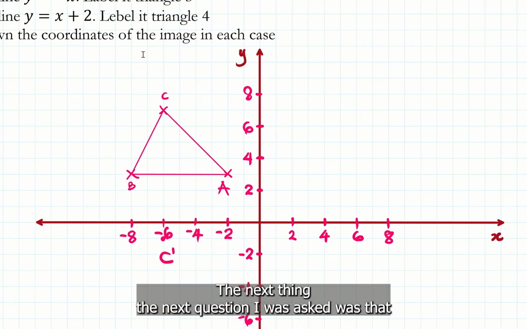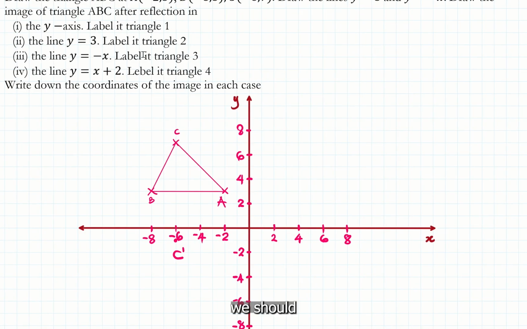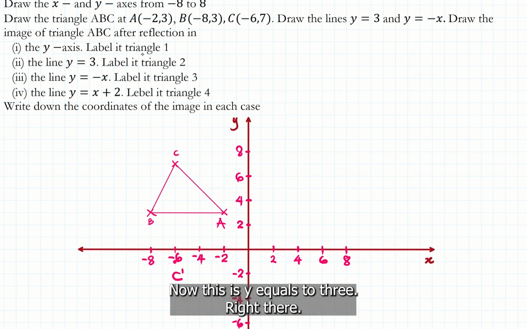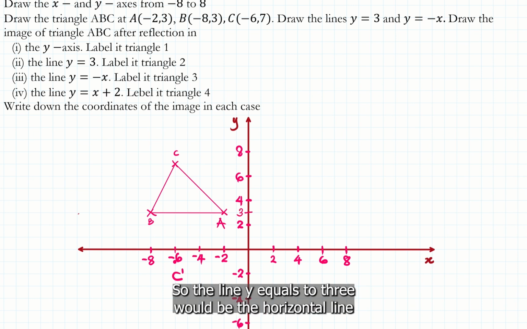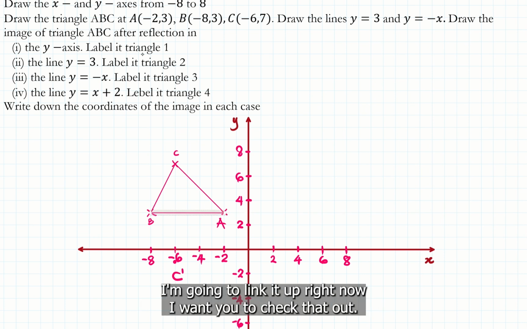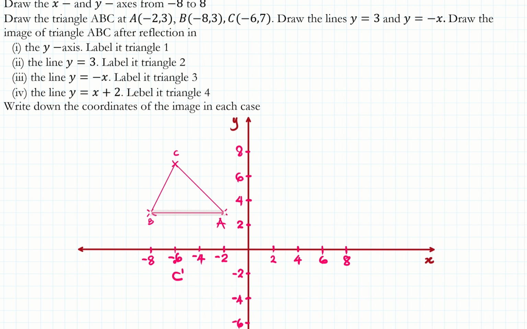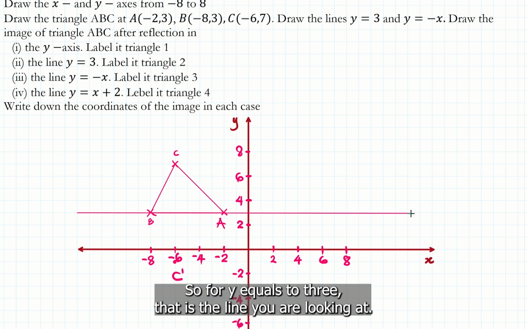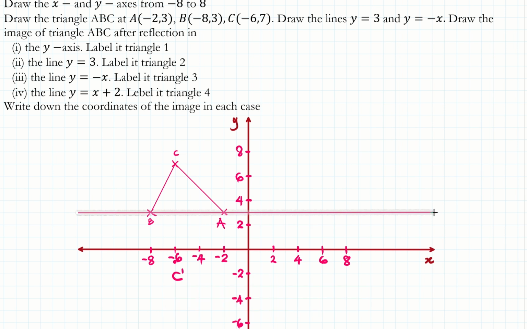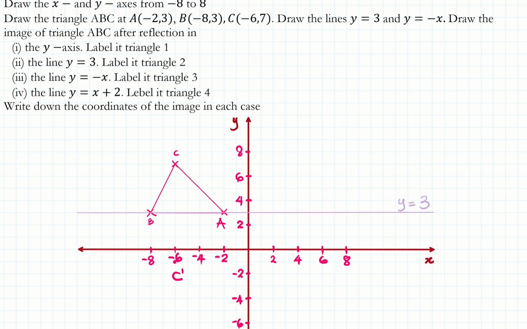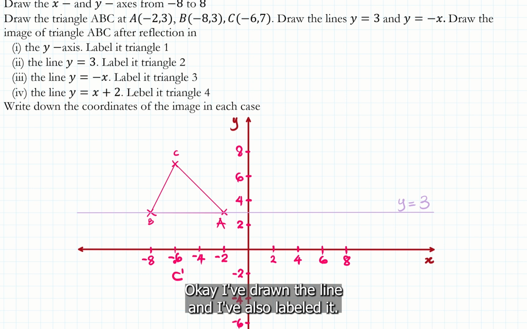The next question I was asked was that we should draw the lines y equals 3 and y equals -x. Now, this is y equals 3 right there. So the line y equals 3 will be the horizontal line that passes through that point. I have a video on straight line graphs. I'm going to link it up right now. I want you to check that out. That would help us to explain exactly what I'm talking about right there. So for y equals 3, that is the line you are looking at. I like to change the color of this line so that there is no confusion. Okay, I've drawn the line and I've also labeled it.